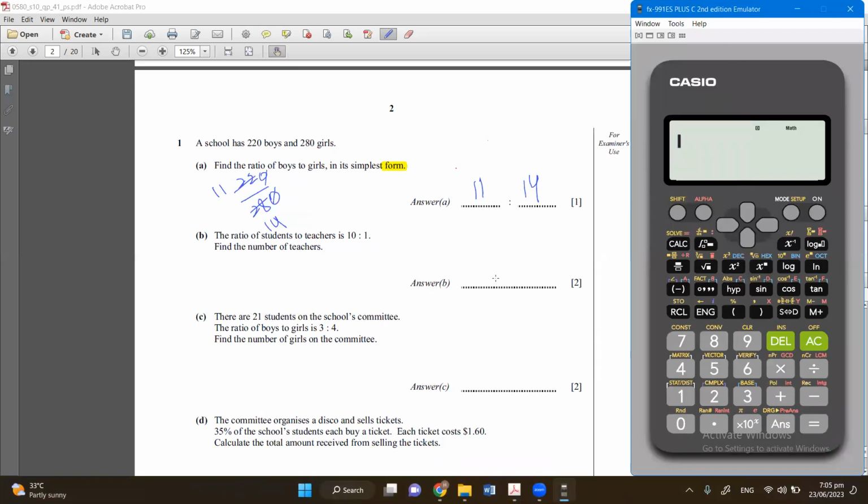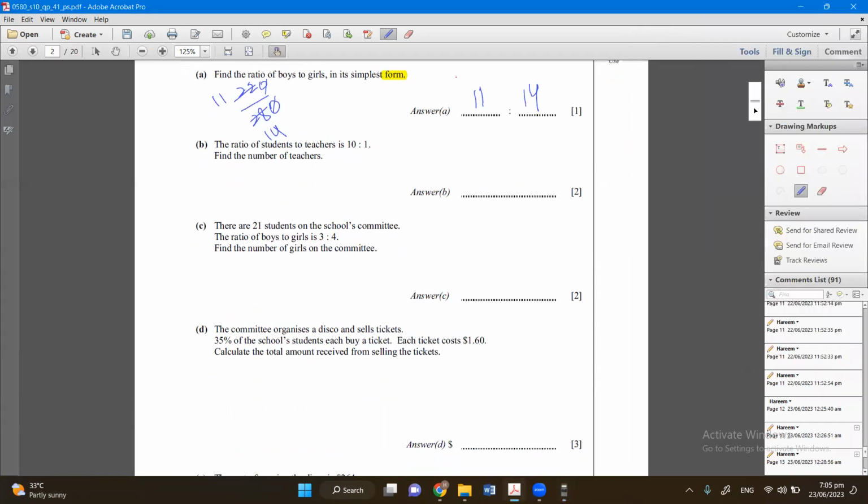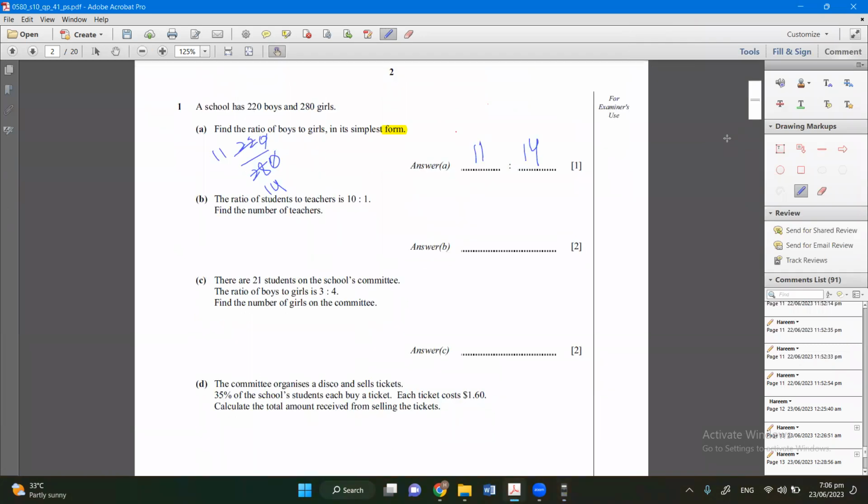We have our calculator here also. Now part B is the ratio of students to teachers is 10 ratio 1. Find the number of teachers. They are saying that the ratio of students to teachers is 10 ratio 1, and we need the number of teachers. If you can see, all the parts are linked. All the parts are connected with each other.